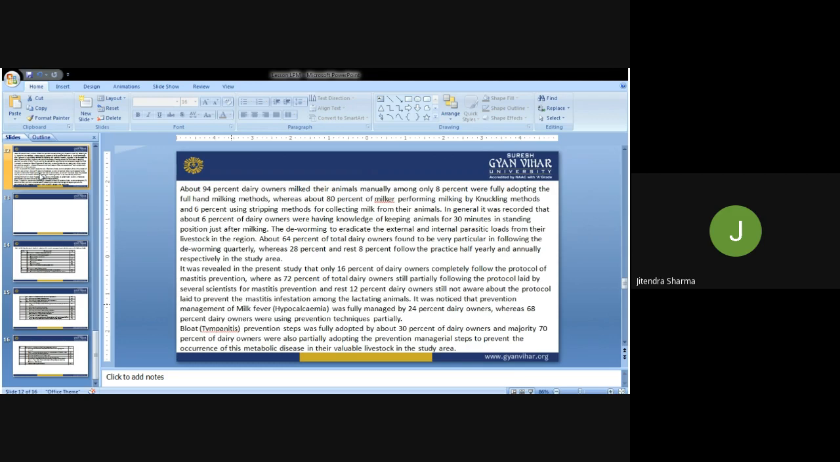Almost 100% of the dairy owners are giving vaccination to their animals, but only a very small number of dairy owners are vaccinating their animals against anthrax or brucellosis or the like. This is very much observed, because of the unawareness regarding the information and the peculiarity of these kinds of diseases, particularly those which are pandemic in nature. So this is the thing.